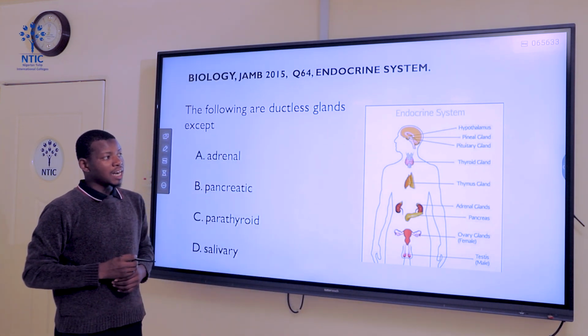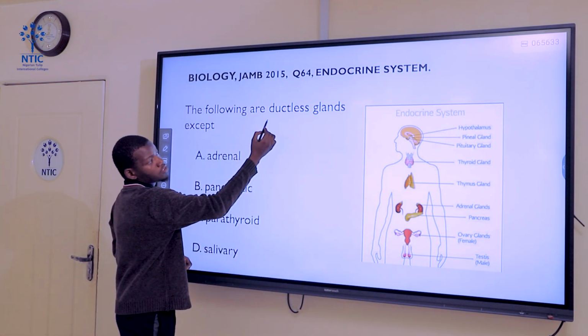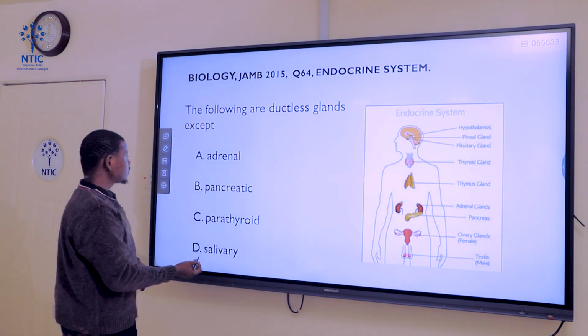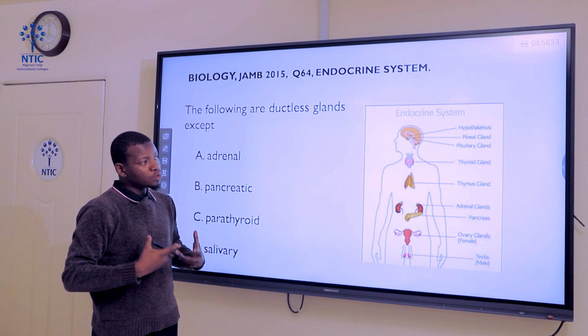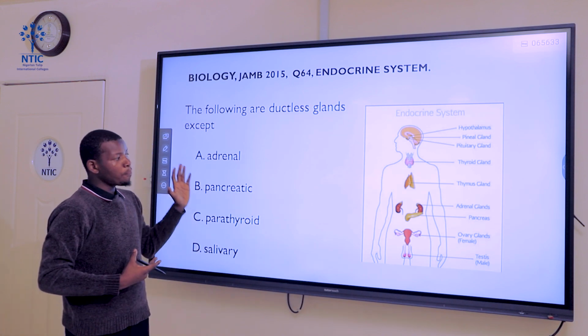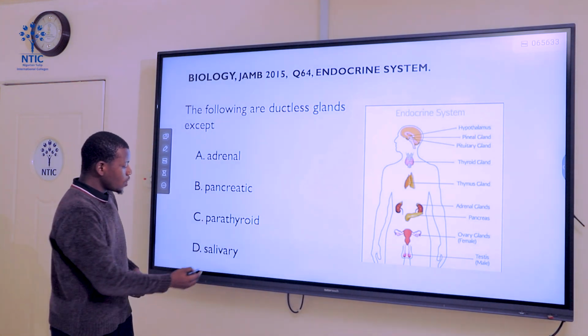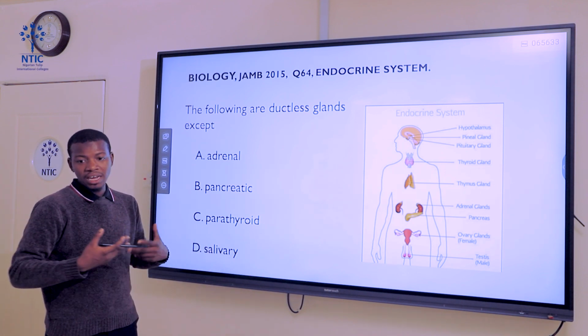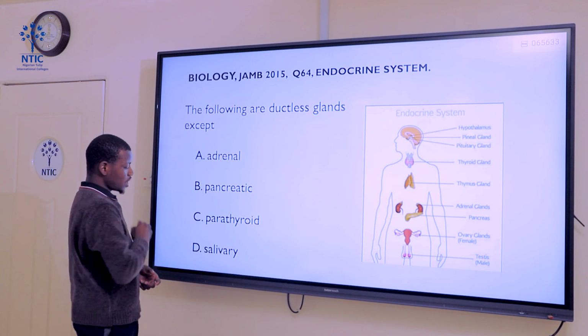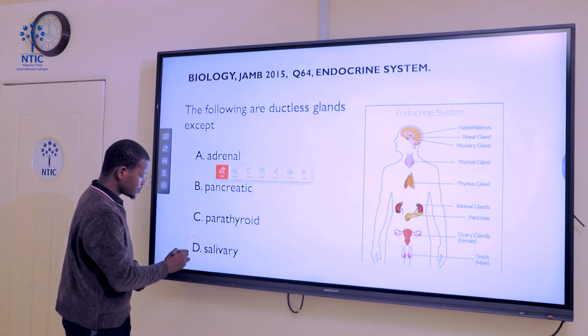Salivary gland is not an endocrine gland. It is not a ductless gland. It produces saliva. And generally, ductless glands are glands that produce or secrete their products into the blood. So what is coming out from the salivary gland does not go into the blood. It goes directly to the mouth. So the correct answer here is D.